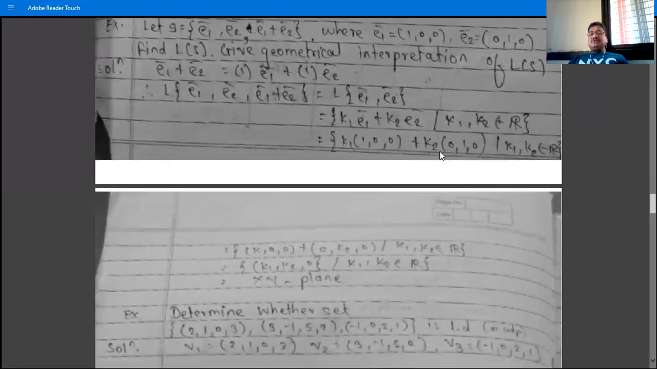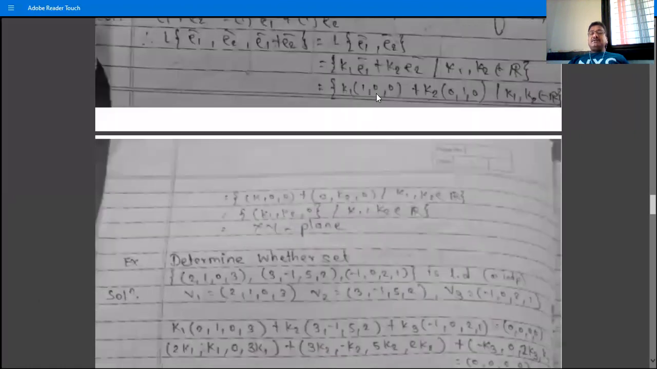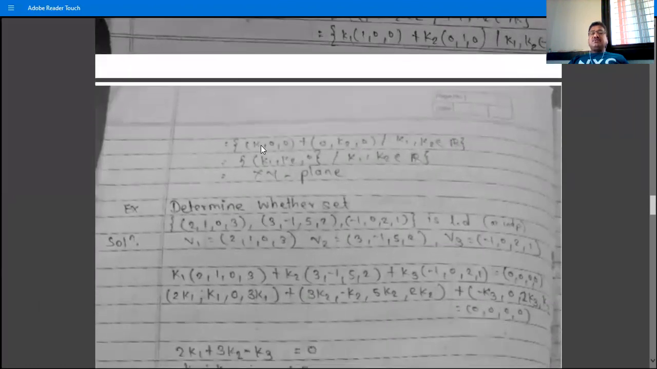And L of {E1, E2} is what? It is the set of all linear combinations of E1 and E2, that is K1 E1 plus K2 E2 such that K1, K2 belong to R. This is by the definition of a linear span. E1 is (1, 0, 0), E2 is (0, 1, 0), K1, K2 belong to R. Apply the definition of scalar multiplication, we have (K1, 0, 0) and (0, K2, 0). Then apply the definition of addition, so we have (K1, K2, 0 plus 0 is 0), where K1, K2 belong to R.